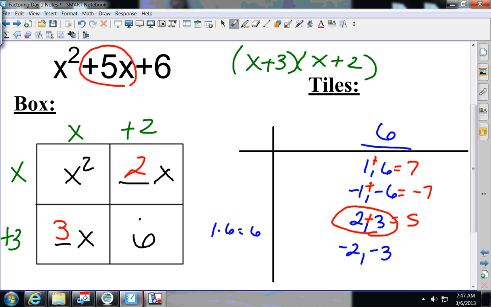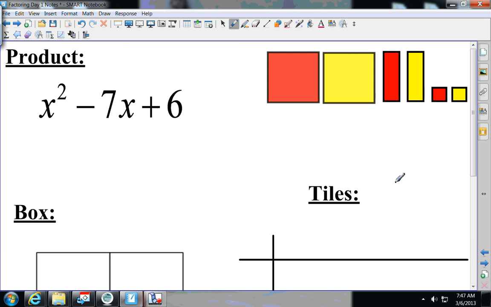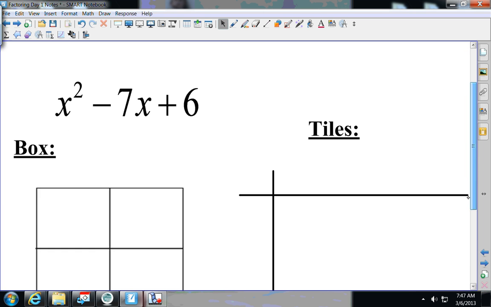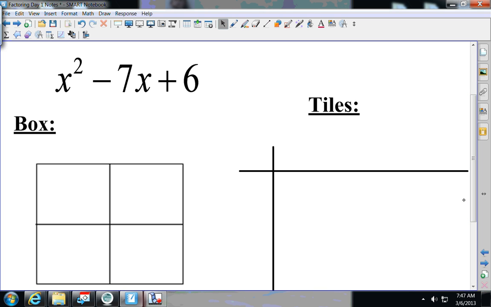To check it, the original problem in y1, your answer that you think it is in y2. You want to check each and every one, making sure that you did it correctly, and also make sure you didn't forget to put on your GCF. Okay, let's try this one. Take a minute, try this one, same steps, and let's see what happens.